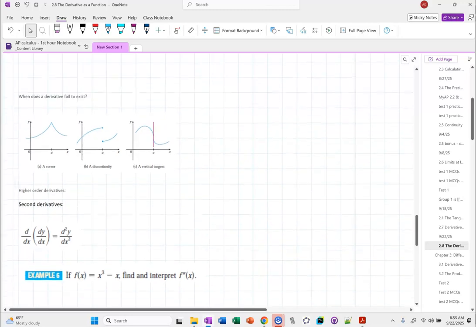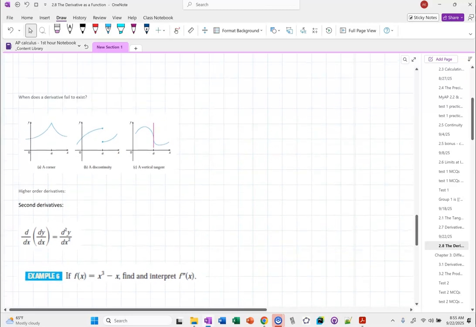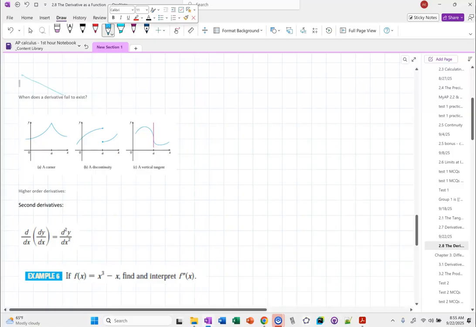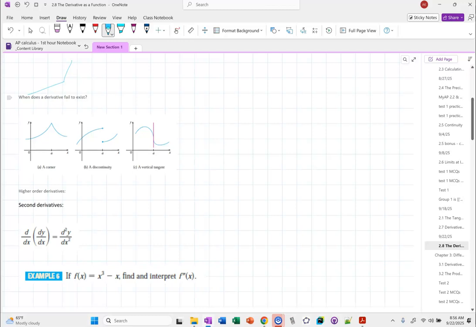So let's look at places where the derivative fails to exist. There are 3 canonical examples. A corner, where the slope changes abruptly from positive to negative, typically. But even if it's still positive slope but the change is abrupt, that's going to be enough. A discontinuity. And then the third is a vertical tangent.